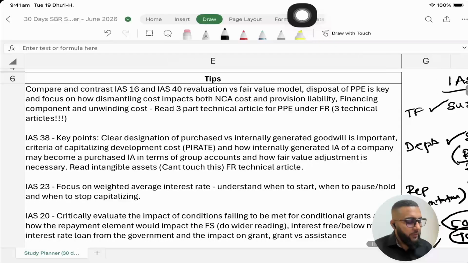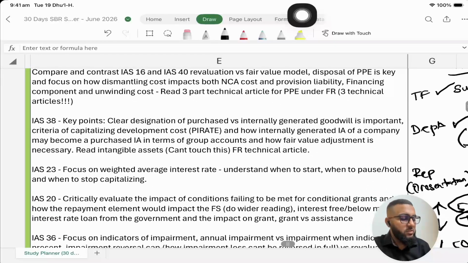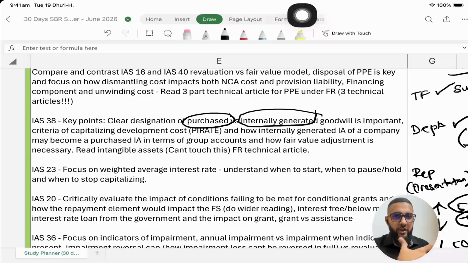All right. Then point number two is IAS 38. Here you need to clearly understand purchased versus internally generated goodwill. Purchased goodwill can be recognized. Internally generated goodwill cannot be recognized. Purchased, you are buying, there is a value attached to it, right? The fair value estimate is there. But when you talk about internally generated, you've got no idea what the fair value is going to be, which is why you are not going to record internally generated goodwill, because it doesn't meet the intangible asset criteria.